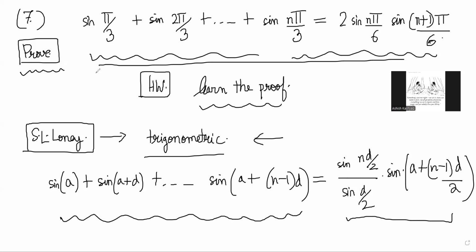This is an AP sequence of angles where the first term is pi by 3 and the common difference is pi by 3. And there are n terms. Actually, there are n minus 1 terms in this AP if you take the first term as pi by 3, right? Yes, sir. So if you use the formula here, it is easy to get the answer, but the proof of this formula you need to first learn.